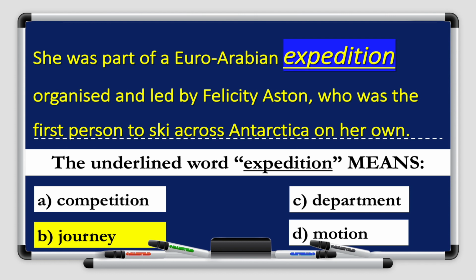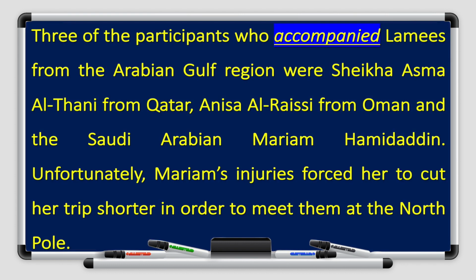Moving on to the next paragraph. Three of the participants who accompanied Lamis from the Arabian Gulf region were Sheikha Asma al-Thani from Qatar, Anis al-Raisi from Oman, and the Saudi Arabian Maryam Hamid al-Din. We have a new word here. The word is accompanied. First of all, look at the context. Three participants who accompanied Lamis. So the total are 4. This is how you interpret the whole sentence.